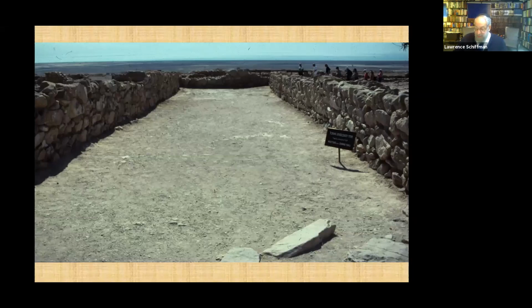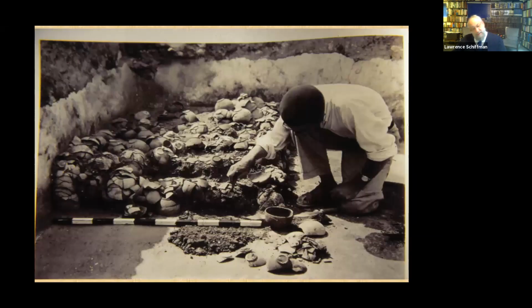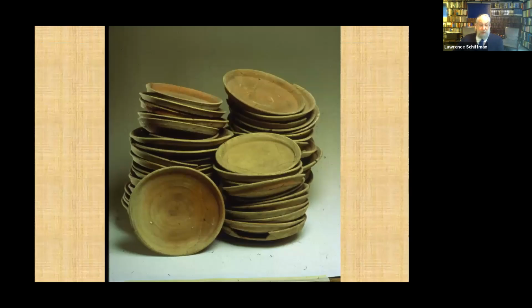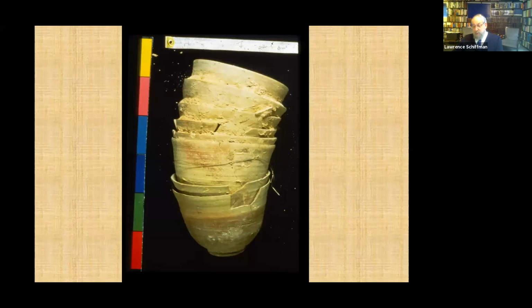Now, how do we know that this is a dining room? Because right next to it, there was a pantry. And how do I know it was a pantry? Here is Joseph Millick excavating the site in the 50s with some 1,200 dishes. And here you could see the actual dishes that people ate on in Qumran. And these are the actual cups.